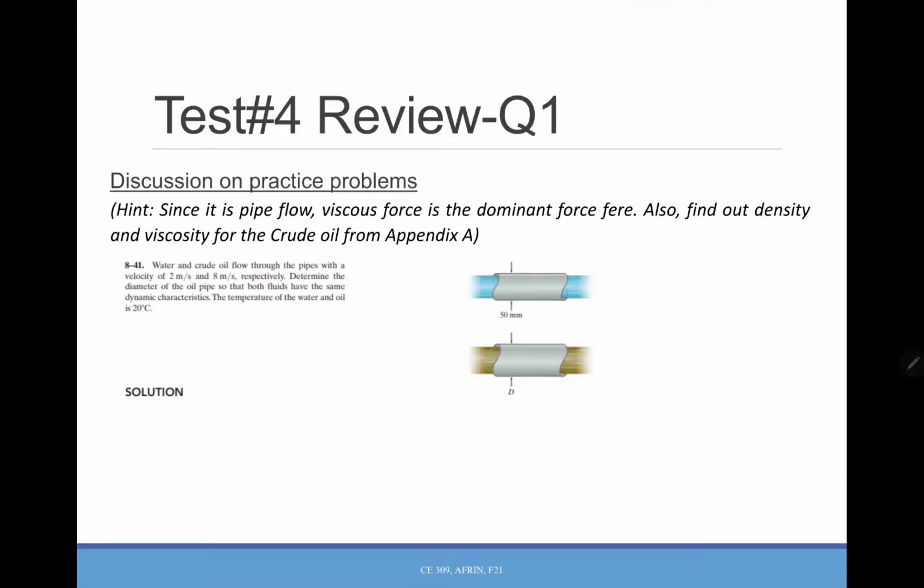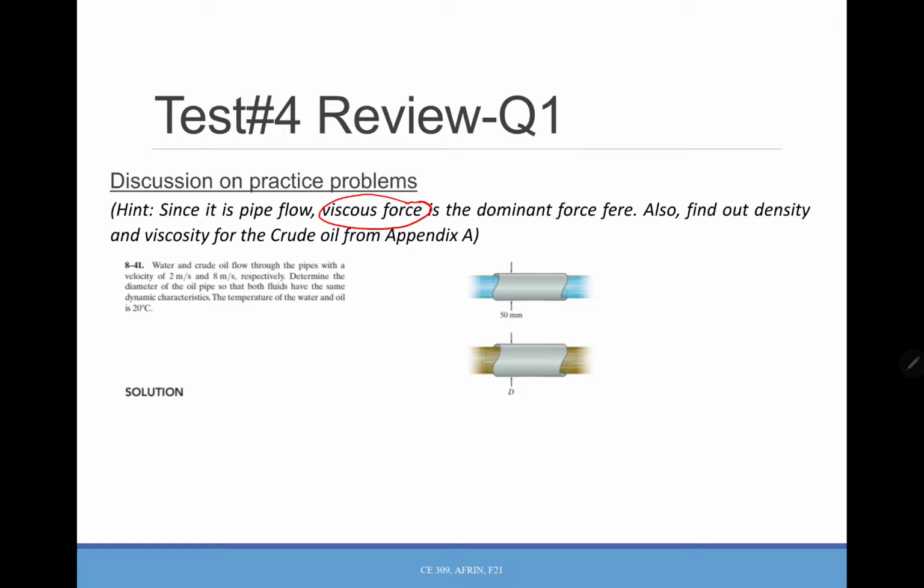Class, I will go through very briefly some of the problems for test 4 review, so that you can work on this problem for grade. For the first one, you have two setups. One is for water, one is for crude oil, and usually for pipe flow, viscous force is the dominant one here, so that's why you need to use the Reynolds number.